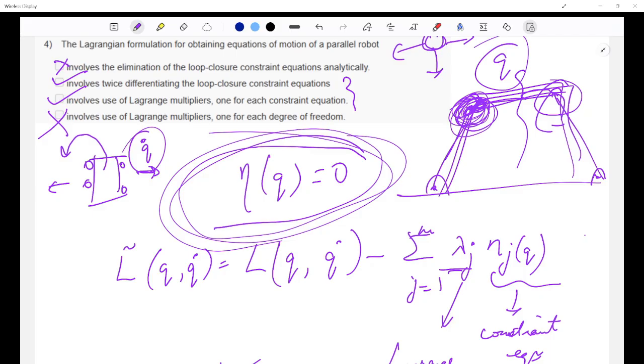So there were two things. One is to be clear about the difference between holonomic and non-holonomic, and the second is why it is important in parallel robots, just because we want to maintain the loop closure equation.